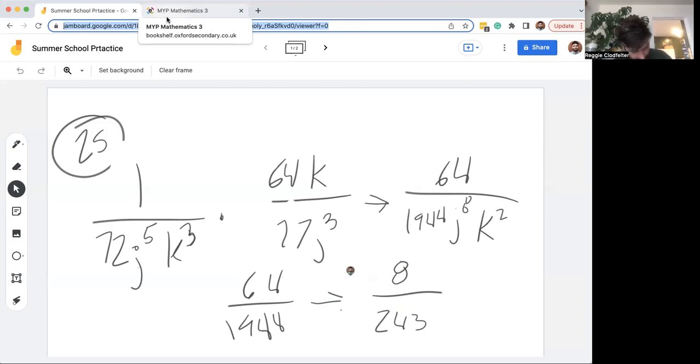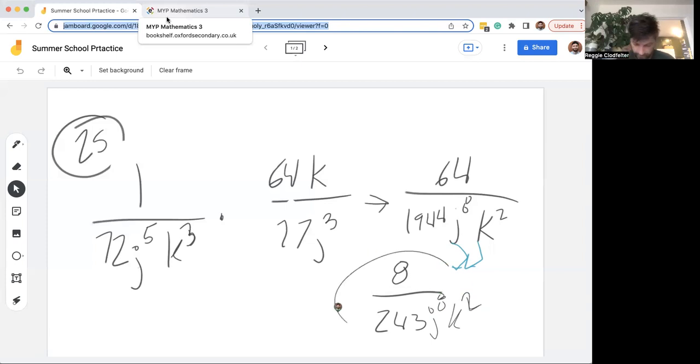And then I just take my variables. I can just drag them down because I haven't done anything with those. So 8 is my numerator, 243 times j to the 8th. Whoa, what's going on here? Computer. Come on, Jamboard. Well, 8 is my numerator, and then my denominator is going to be 243 j to the 8th k squared. Okay, there it is. J to the 8th k squared. You get the point.